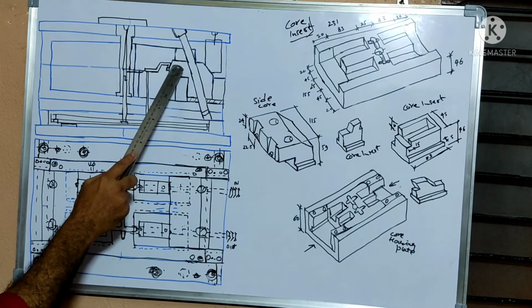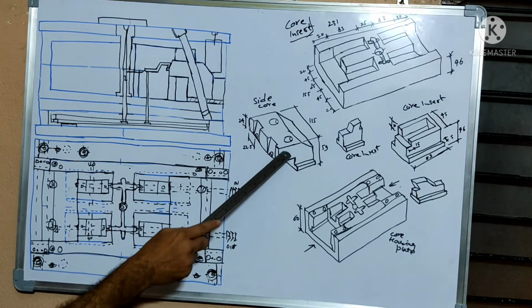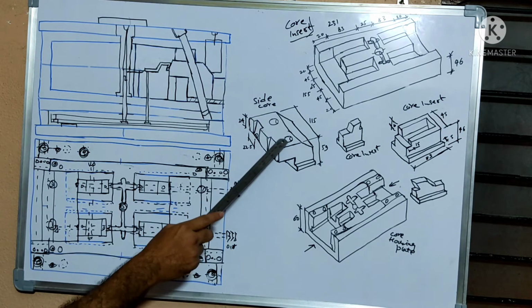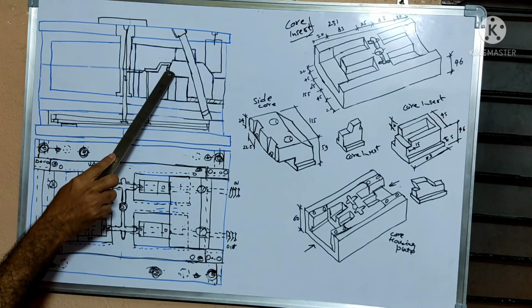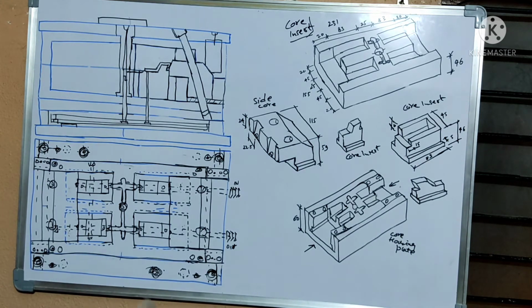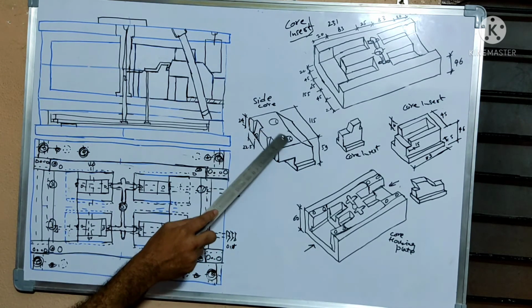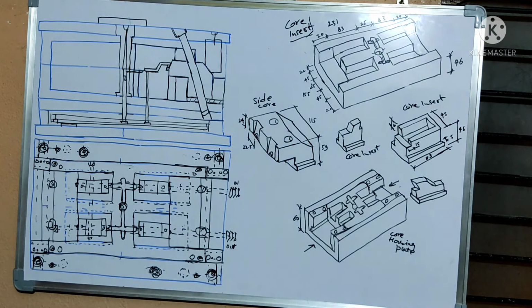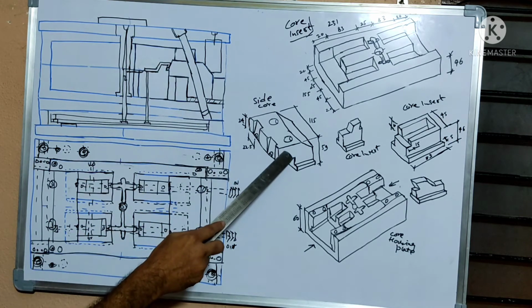This is the front view of this side core, and this is the profile where the component has the side profile. You are observing here. This is the profile of the component, which comes on the side of the component. In this side core, you are observing there are 2 cam holes in which the finger cam is actuated for the movement of the side core.